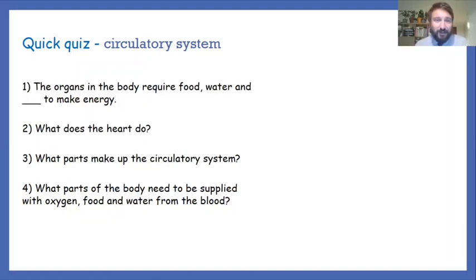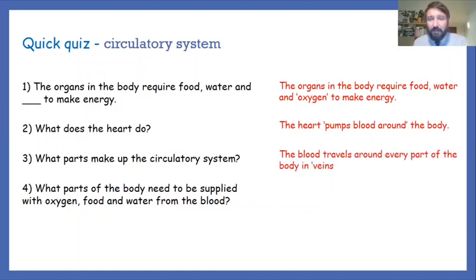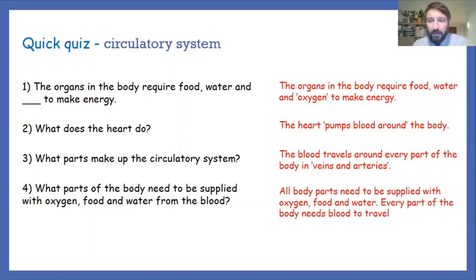So the organs in the body require food, water, and I'm sure I could hear people shouting to me, oxygen to make energy. What does the heart do? The heart pumps blood around the body, nice and simple. What parts make up the circulatory system? The blood travels around every part of the body in veins and arteries. And then finally, all parts of the body need to be supplied with oxygen, food, and water. Every part of the body needs blood to travel to it.